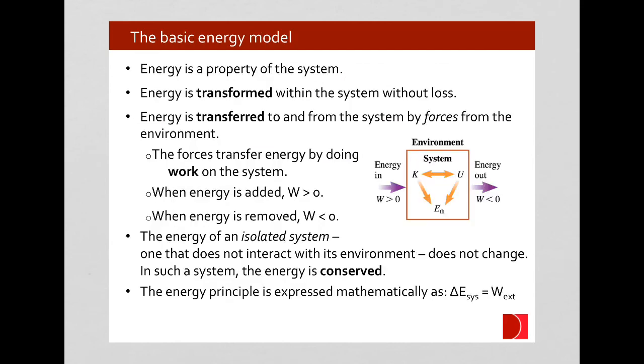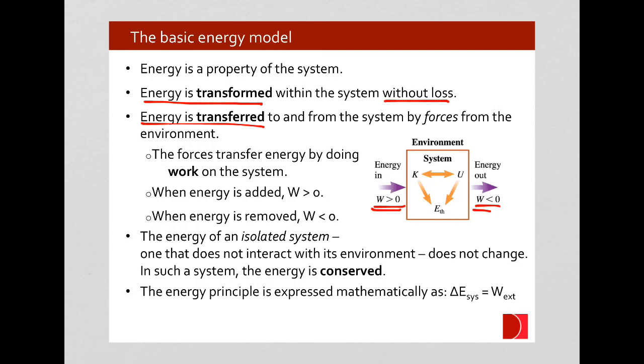Just to recap our study of energy, we consider a system that has internal energy of different kinds, and that system may be in contact with the environment. Inside the system, energy is transformed without loss, so that the energy is conserved within the system, especially in a closed system. However, sometimes you can have energy being added to the system in the form of positive work being done, or you can have energy be taken out of the system in the form of negative work being done. In that case, the energy is transferred to or from the system. In that case, we don't have a closed system, and energy is not conserved.